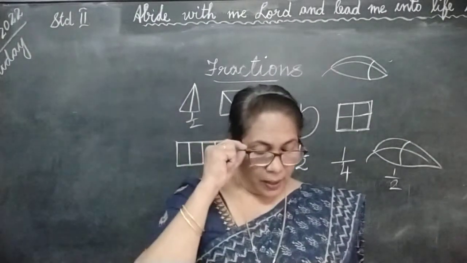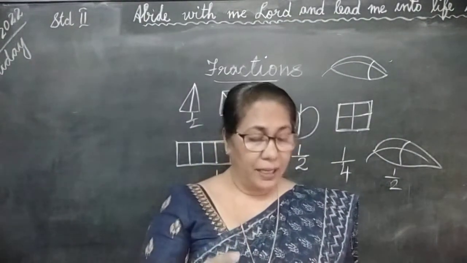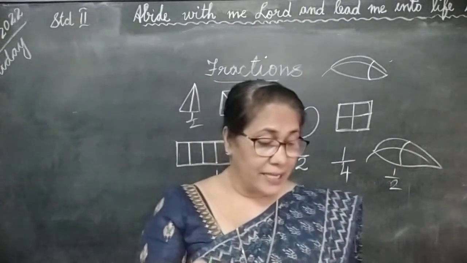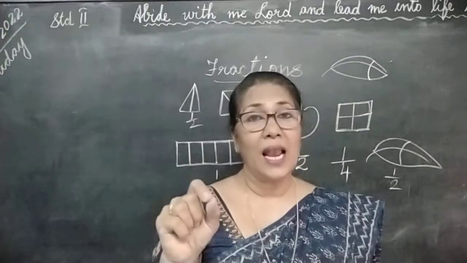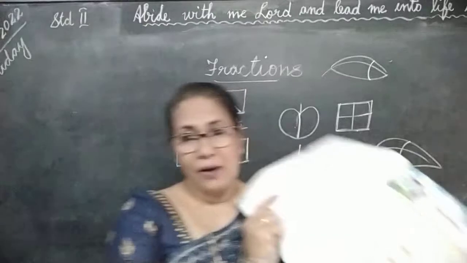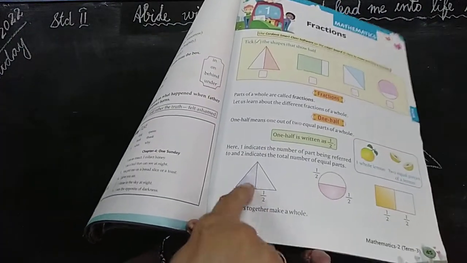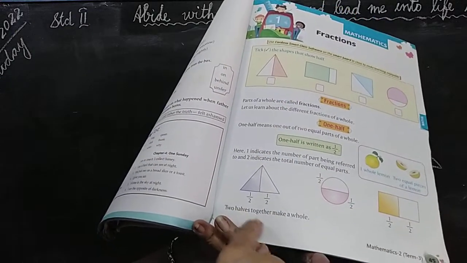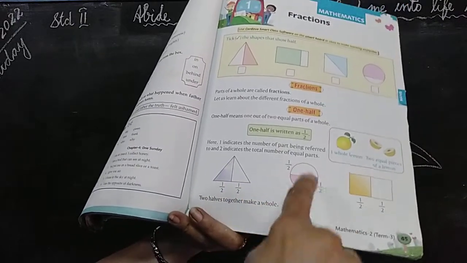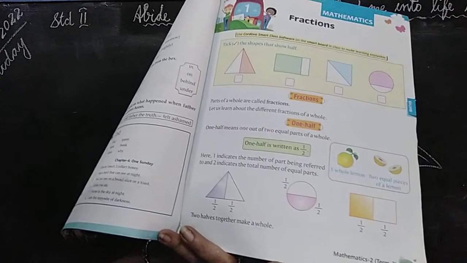Okay. Next one. Here 1 indicates the number of parts being referred. That is about the whole thing. And 2 indicates the total number of equal parts. Now 2 halves. It's already shown here. Please look here. 2 halves together make 1. There 2 halves made a whole. Here also 2 parts make a whole. This also, 2 parts make a whole.